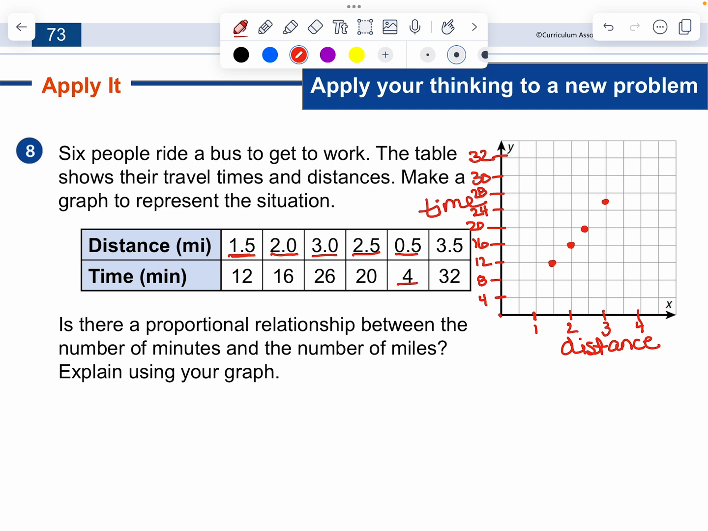0.5 and 4, and 3.5 and 32. Is there a proportional relationship between the number of minutes and the number of miles? Do we have a straight line? It doesn't look like it, does it? The points are not on the line, so the answer is no. The graph is not a straight line, we can say.